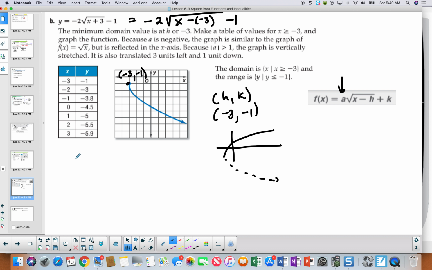So our domain is going to be -3 to infinity, and our range will be our highest y value. So I need to erase that. So our highest y value is going to be -1, and we're going to go from -infinity, low y values, up to this highest y value.